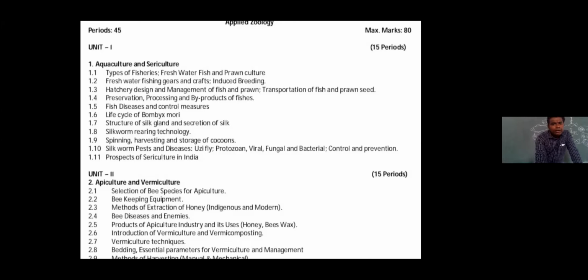Now coming to the point. We are discussing what comes after this life cycle. The cocoon of the Bombyx mori silkworm is reeled to prepare the silk, using silk glands. The silk glands secrete the silk, and the silkworm in the cocoon stage reels the complete silk thread.